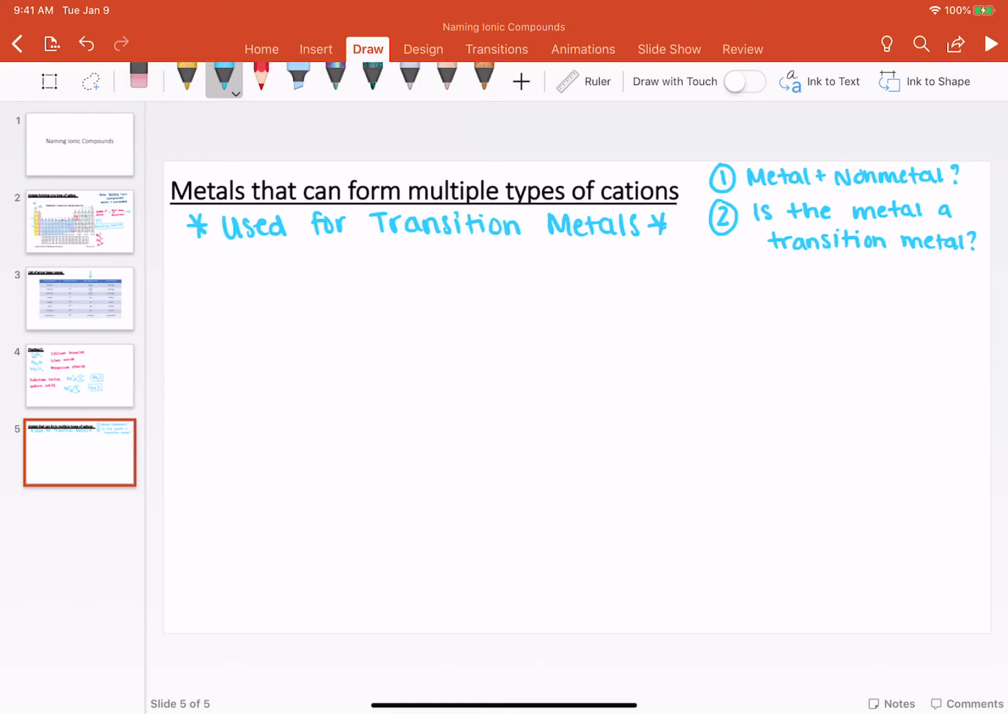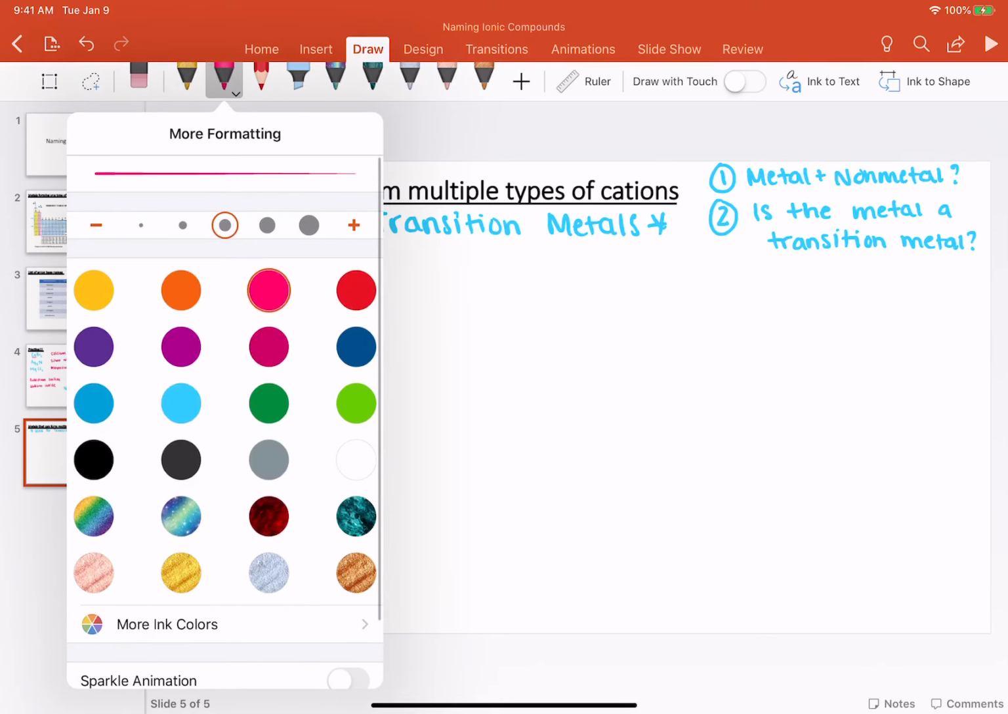So for the most part, we name these in the same way, except we have to specify the charge of the cation. And that's because transition metals really just like to do whatever they want. They're really cool and very interesting, and they can do some really awesome chemistry that's really useful for a lot of different industries in our society, but it does make naming them a little bit trickier. So I'm going to give an example here of iron.